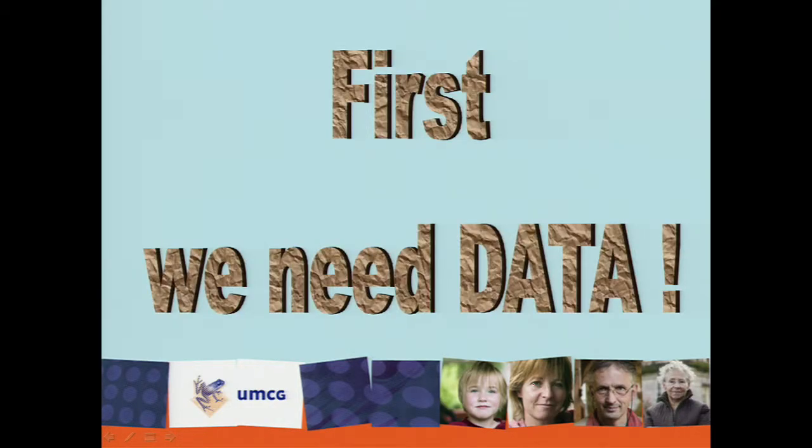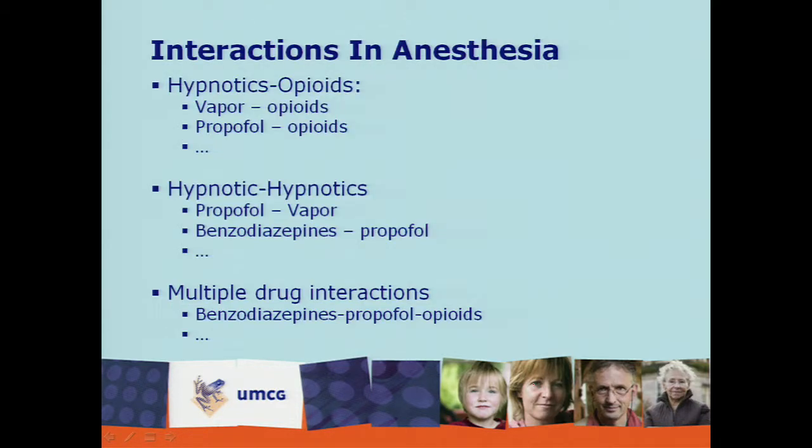First, we need data. If we want to describe the interaction of two or more drugs, you need to do the right studies. And that's not so easy as you could think of. When we talk about interactions in anesthesia, you can study interactions until you retire. In fact, it's a very good topic for your career, because every drug that you combine with another drug will cause some interactions, and you can study that.